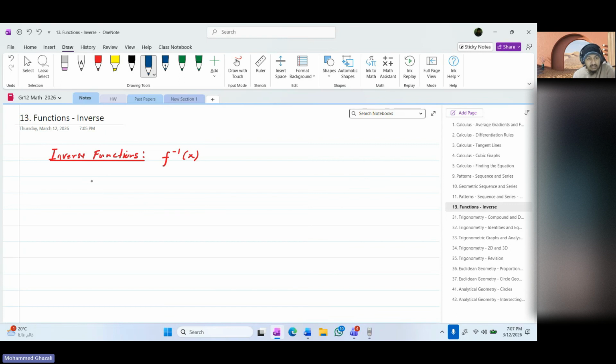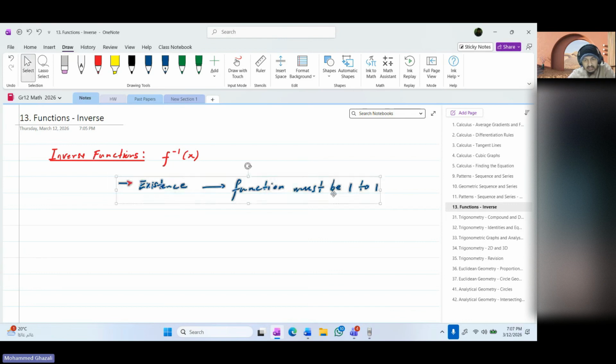Now, what's an inverse function? The function must be one-to-one for an inverse function to exist. So for its existence, the function must be one-to-one. Now, what are one-to-one functions, and why does it matter? In other words, the point must be unique in order for the inverse function to exist.